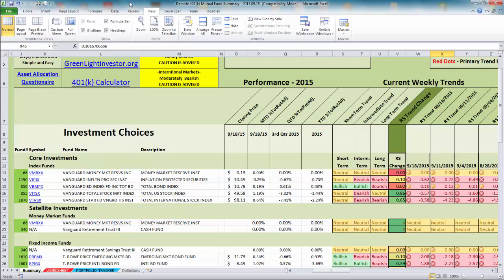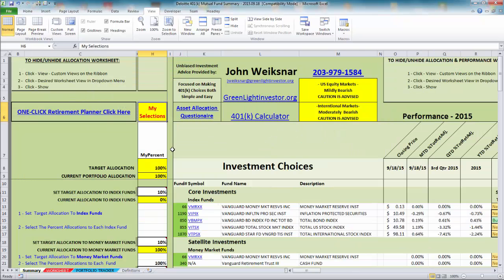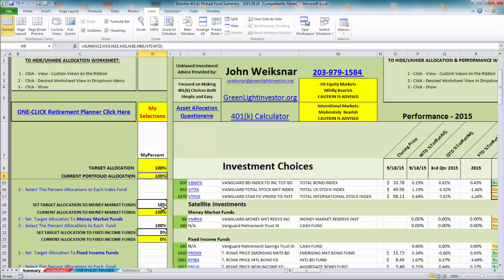With that said, let's go ahead and take a look at how we can use this information to actually allocate assets within your 401k plan. To go to our asset allocation section of the worksheet, we'll click on View. Let's go to Custom Views, and then we'll click on My Current Allocation. We'll click Show, and right now we have target of 100% allocation, and our current portfolio shows 100% allocation. And as you notice, we have 100% allocation to the money market fund, and we currently have 100% of our capital in the money market fund.